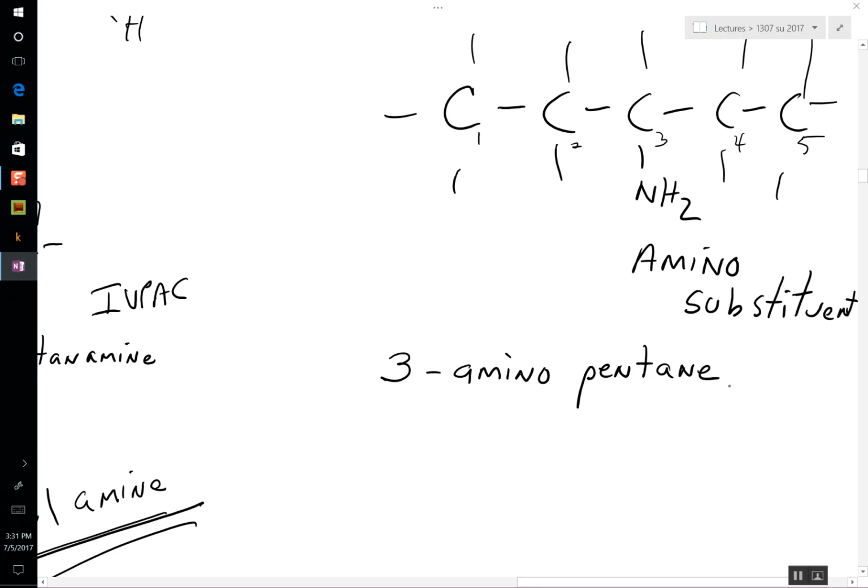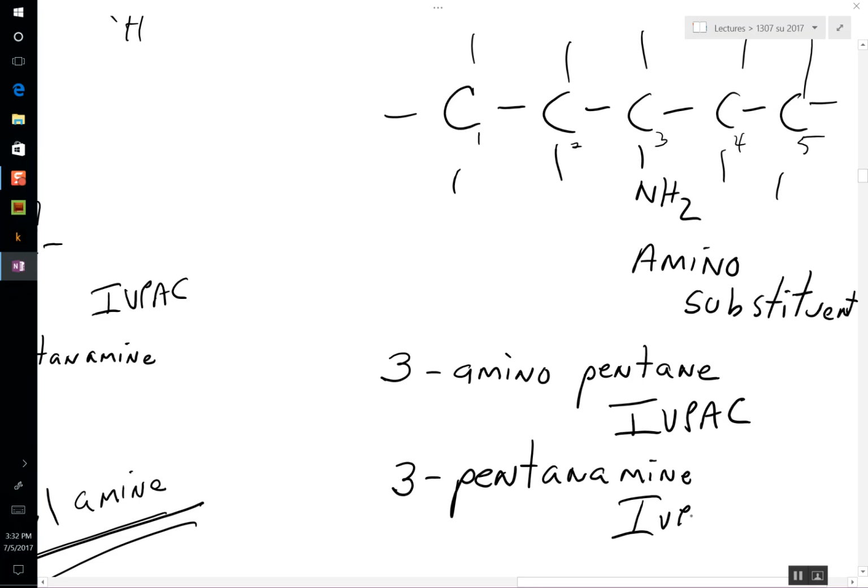All right, so I'm not calling it 3-aminopentanamine. That's the other system. This is where you're treating the amino group as a substituent on pentane. Just like you would treat a methyl group. I mean, if I had a methyl group there, it'd be 3-methylpentane. This is 3-aminopentane. This is also an IUPAC name. Or this is 3-pentanamine, which is the other IUPAC name.